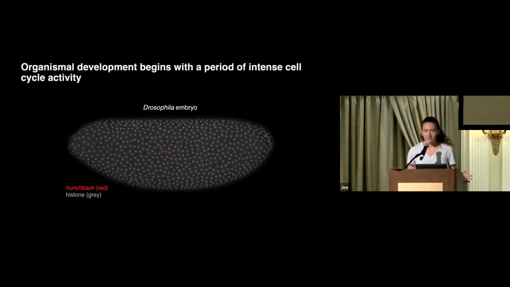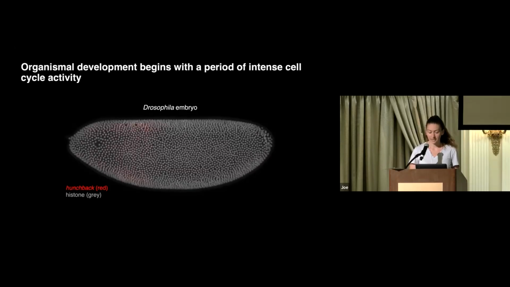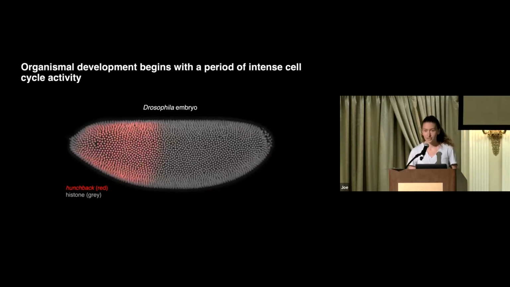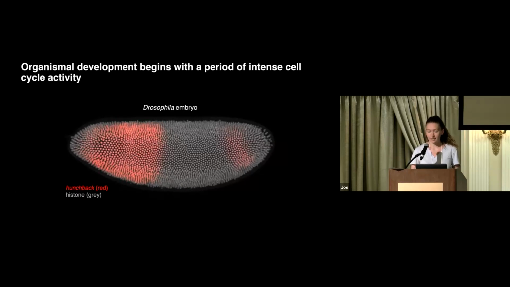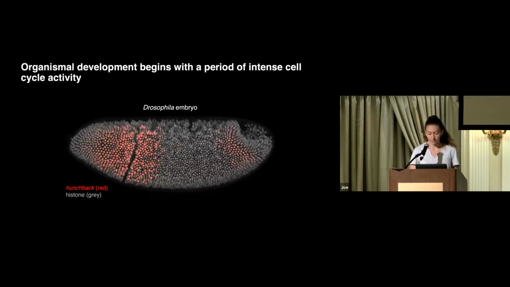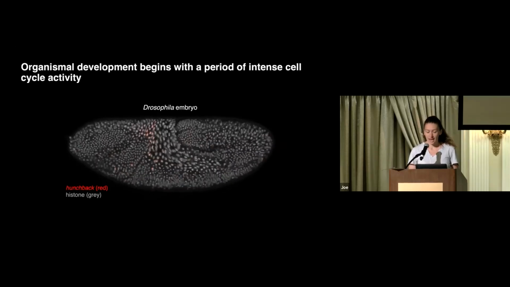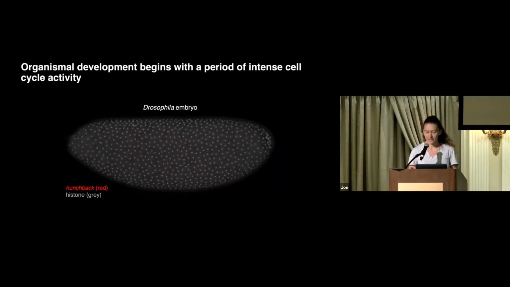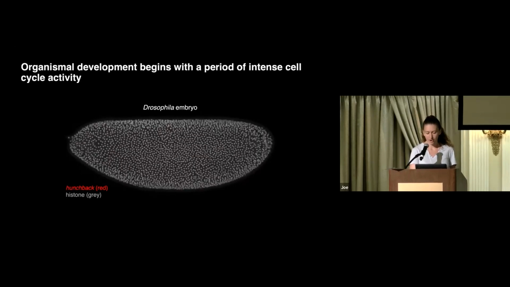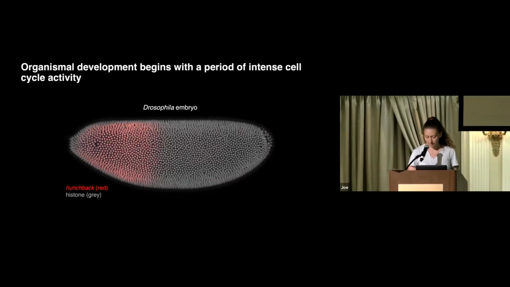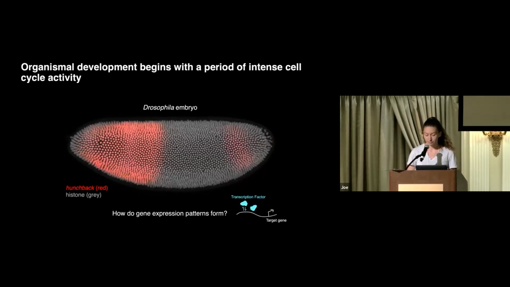So the development of a multicellular organism begins with a period of intense cell cycle activity. In the early Drosophila embryo, nuclei undergo a series of 13 rapid synchronous nuclear divisions. And during this time, patterns of gene expression form across the axes of the embryo. For example, the zygotic gene hunchback is expressed primarily in a broad domain in the anterior of the embryo. So how do these gene expression patterns form?